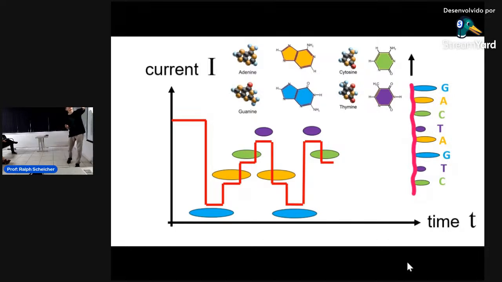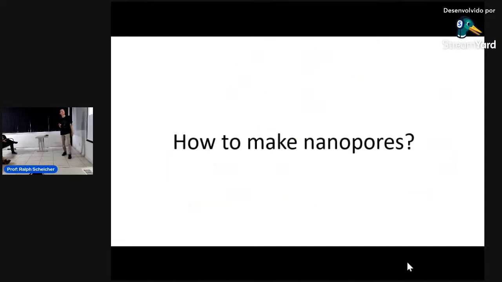So the 4 different bases have different sizes, some are bigger than the others. So they block the ionic current to different degrees. And by measuring the ionic current as a function of time, you can then sequence DNA. In principle, this is the schematic. There are lots of technological problems with that, but we'll get into that later.